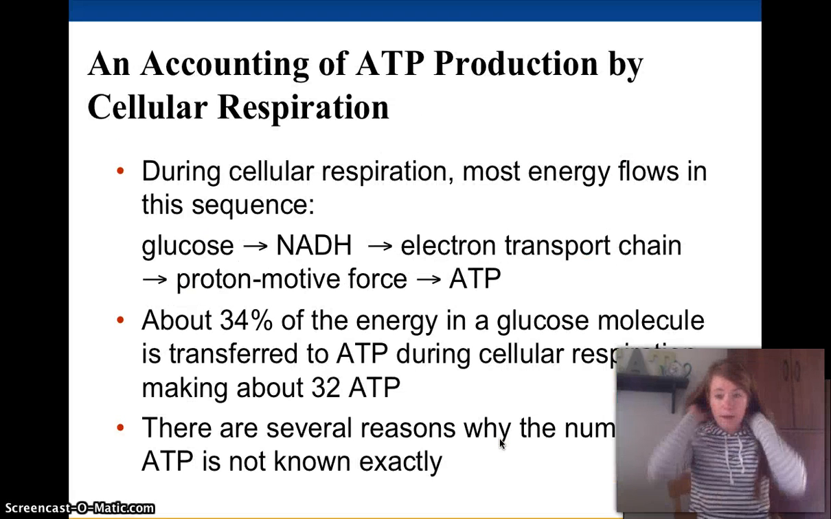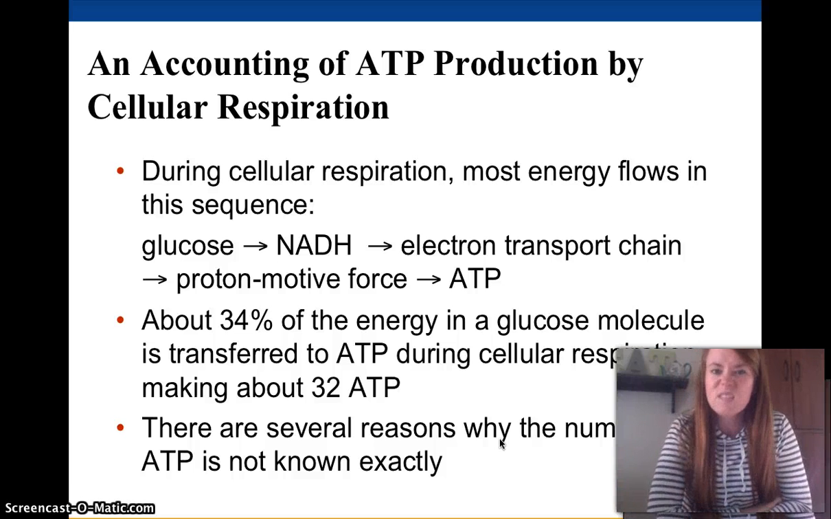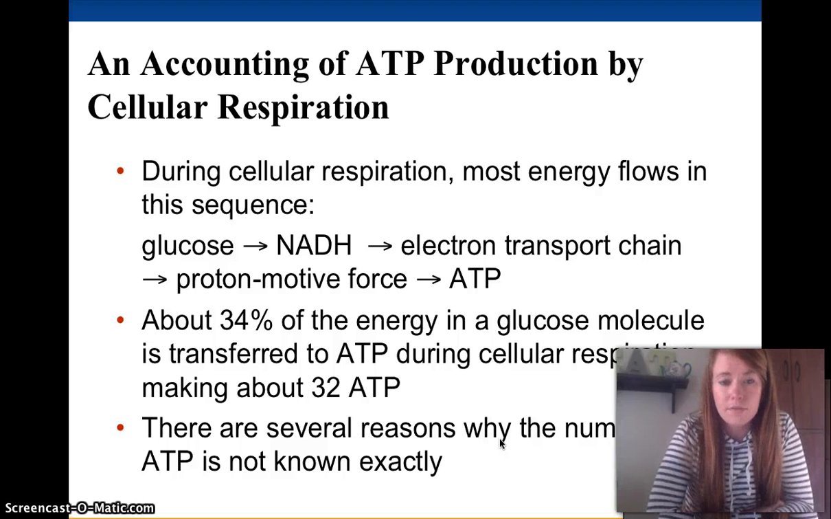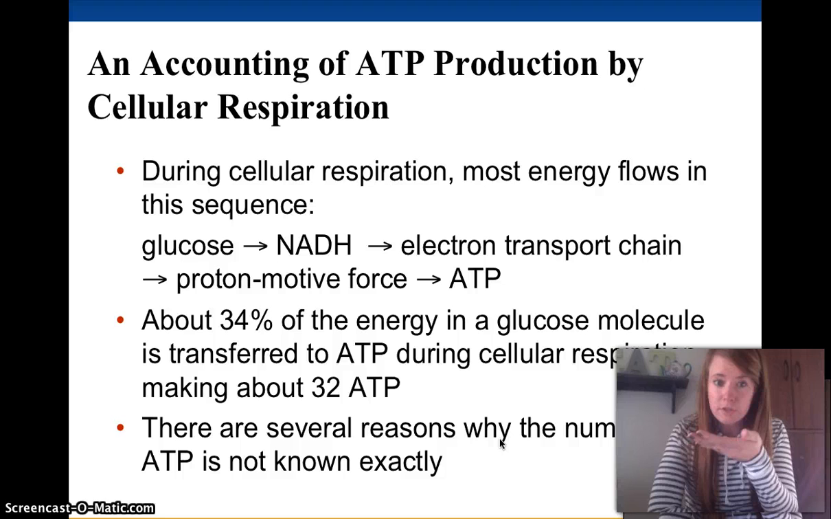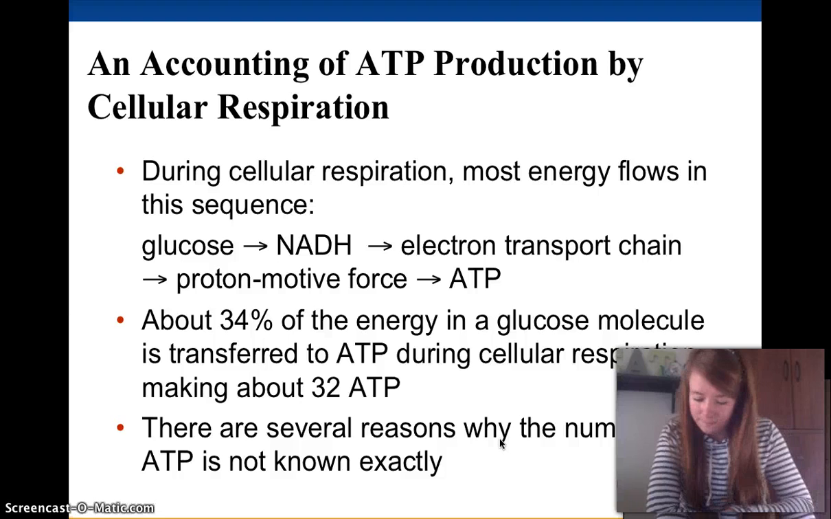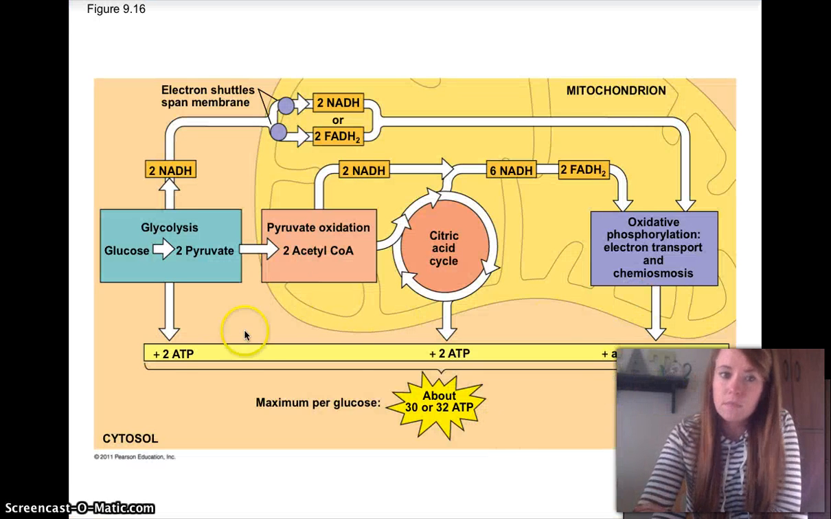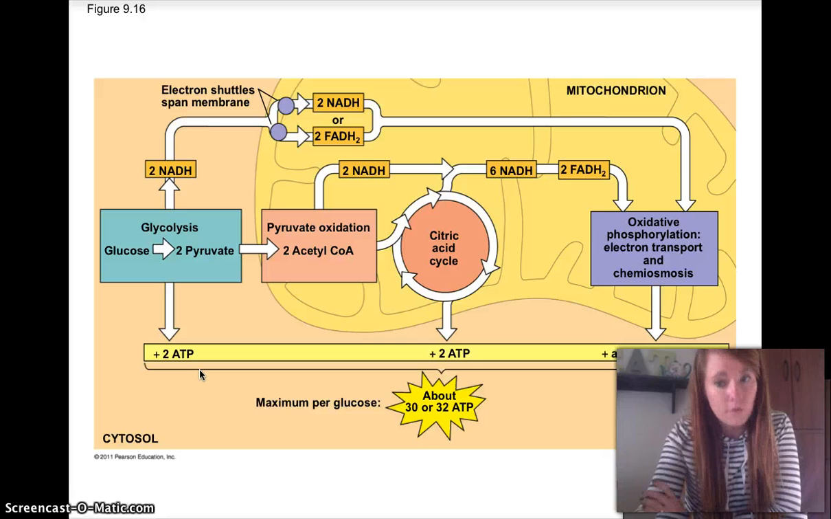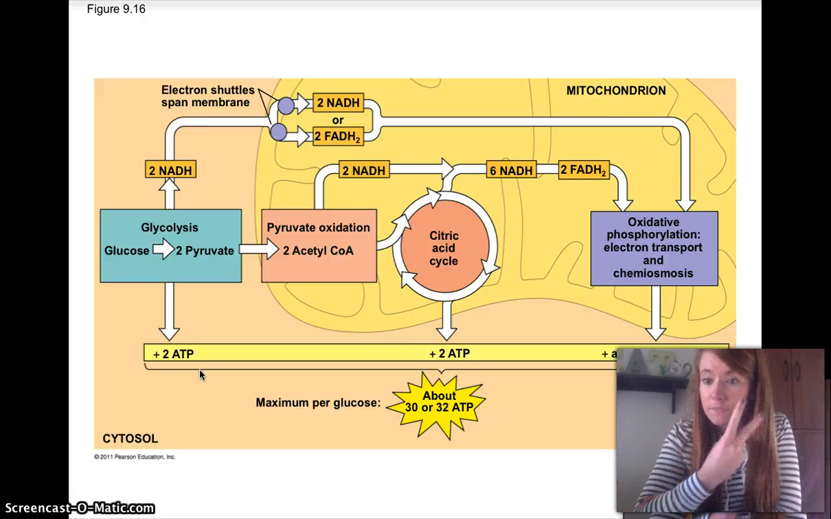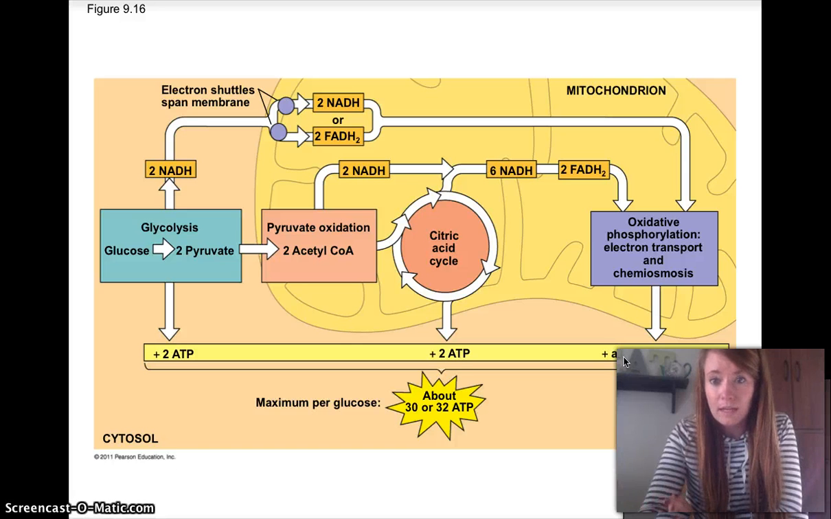Okay, so let's talk about how much ATP is made through chemiosmosis, through ATP synthase. For the most part, the energy goes glucose, NADH, electron transport chain, proton motive force, ATP. So you should know that. But these numbers are inexact. If we look at this picture, it says 2 ATP are made in glycolysis. You knew that. 4 are made, but 2 are spent, so overall 2 are made. 2 are made in the citric acid cycle, but about 26 or 28 are made in chemiosmosis.